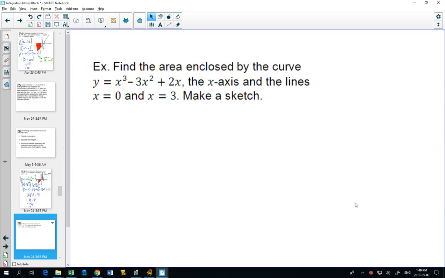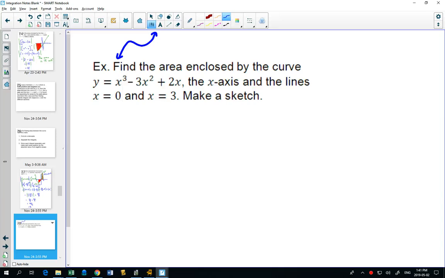Again, the sketch part is probably the most important. So how do we graph x cubed minus 3x squared plus 2x? You could use calculus. Okay, you could use grade 12. Do you know the basic shape of an x cubed graph? Right, if it's positive, the basic shape of an x cubed graph goes something like this.